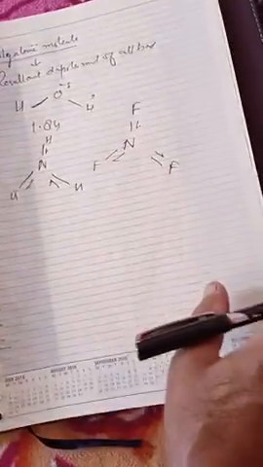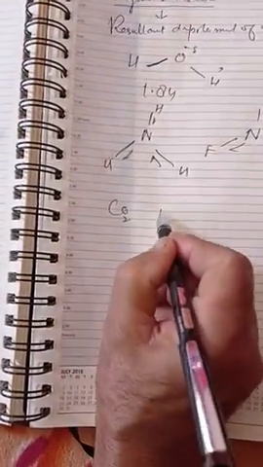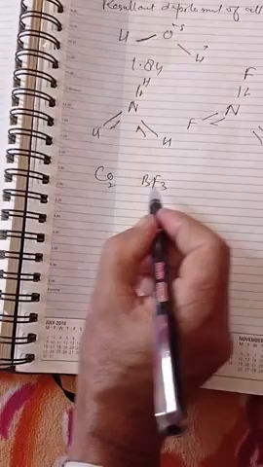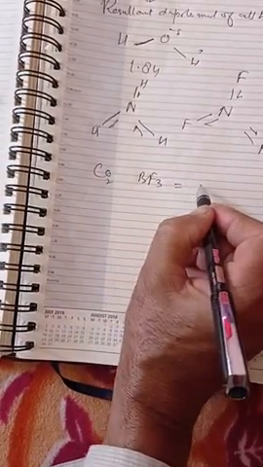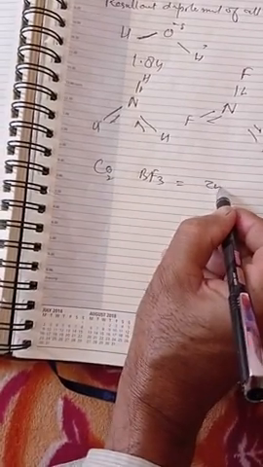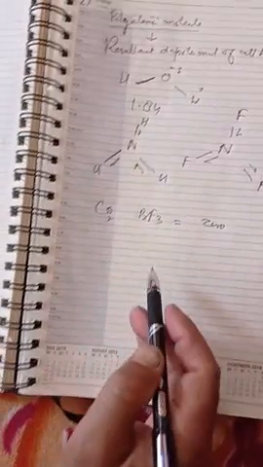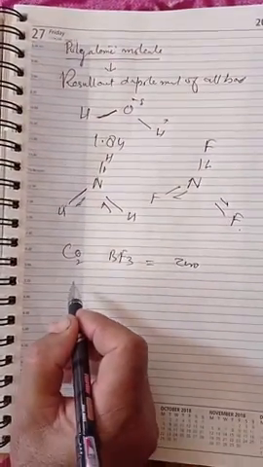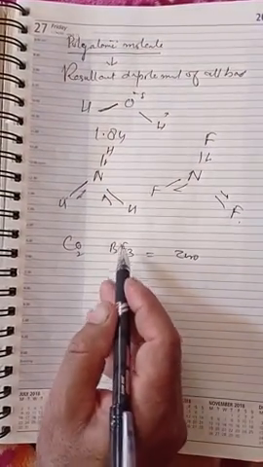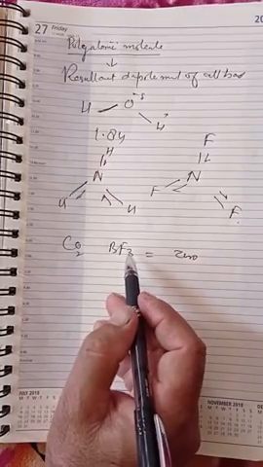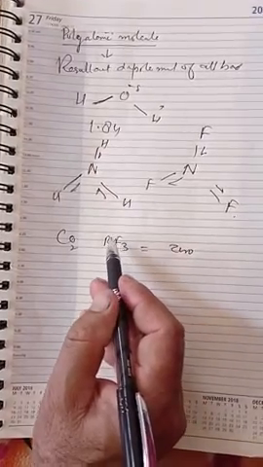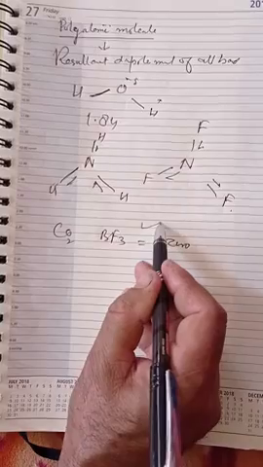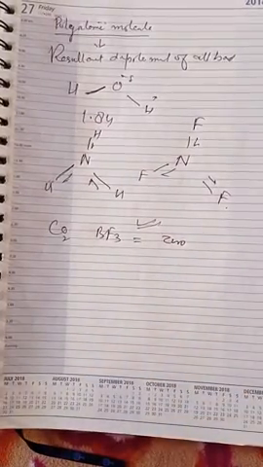And if we take symmetrical molecules, for example carbon dioxide and BF3, the resultant dipole moment is equal to 0 because these molecules are symmetrical. The dipole moment of each bond cancels the effect of the others, so the resultant dipole moment is 0.